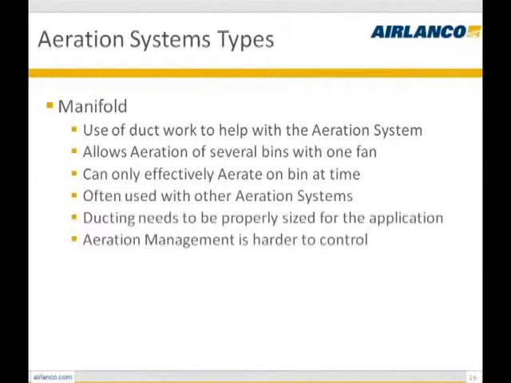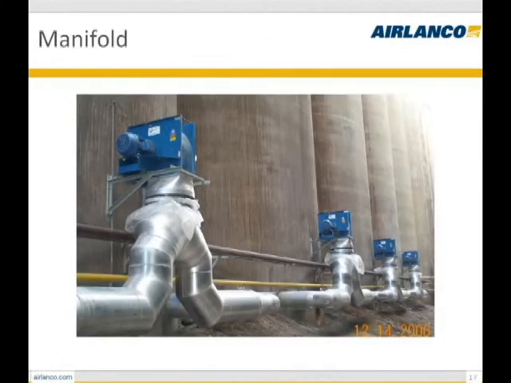Also in this setup, since you have all the bins on it, it's harder to control. If the temperature cables are telling you some grain gets hot in both bins, you can't aerate both at the same time, so you sometimes have to make a choice. This is just a picture of how some manholes and ducting would look.